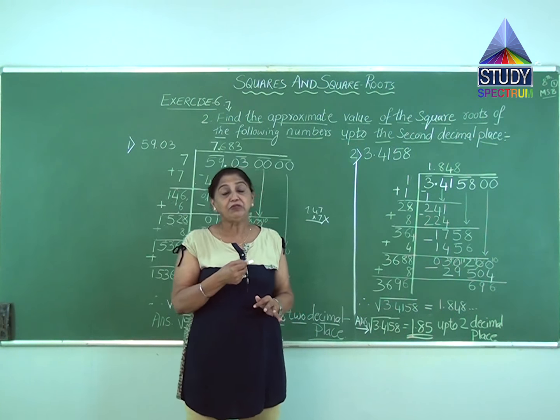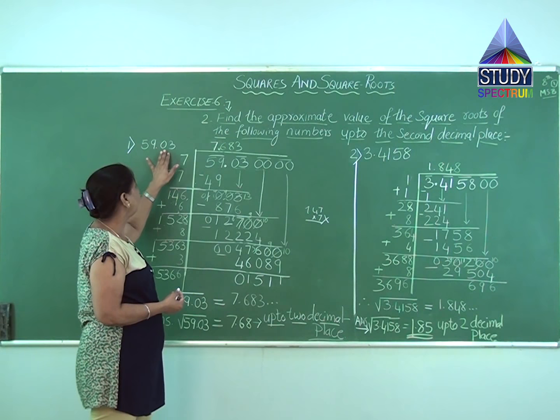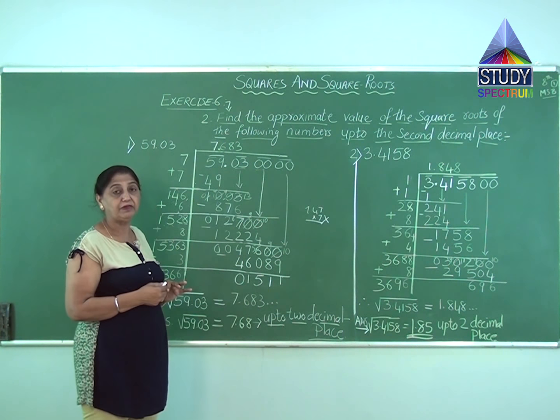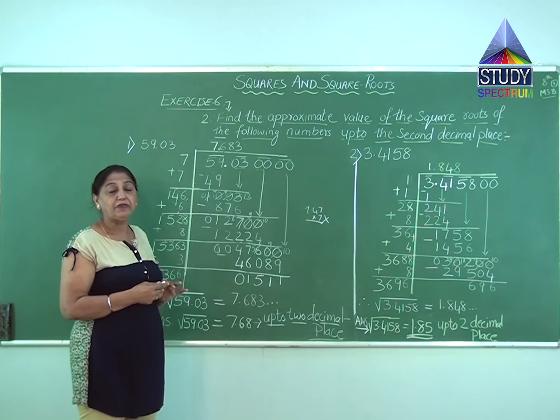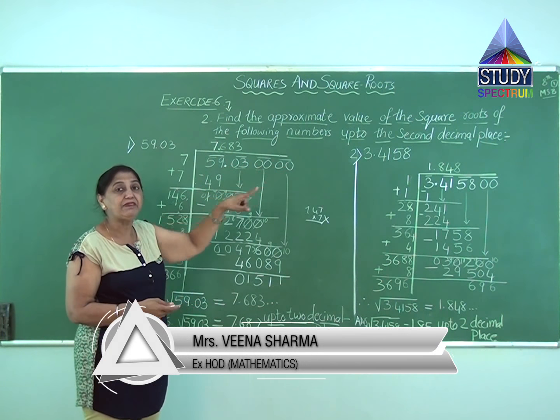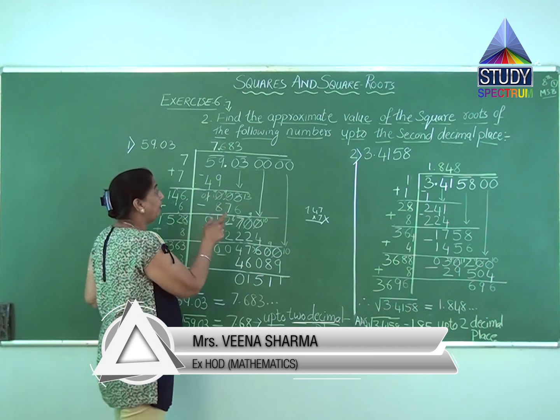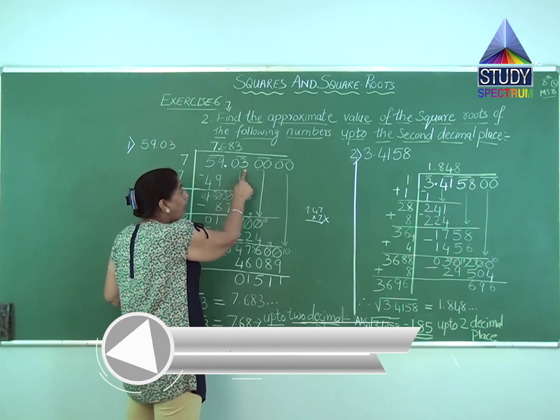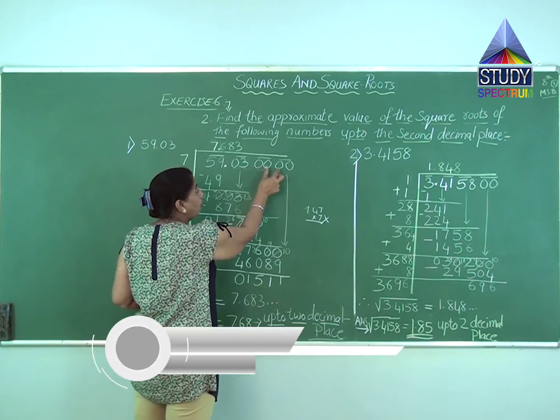Now in the first sum they have asked for 59.03. You have to find the square root by the division method. The same procedure you have to follow which I have explained in the first sum. Here I will take 59.03. Just now I told you that to solve up to the second decimal place, how many pairs of numbers should be there? 3. So here we have only one pair, 03. So I will take 2 more pairs of 00.